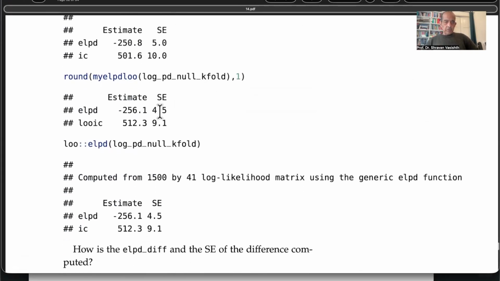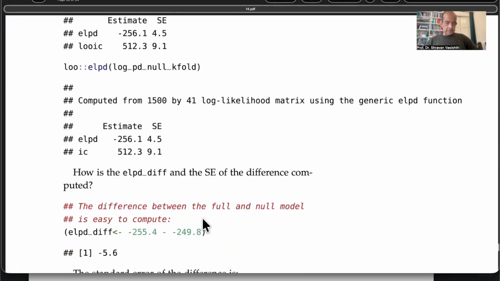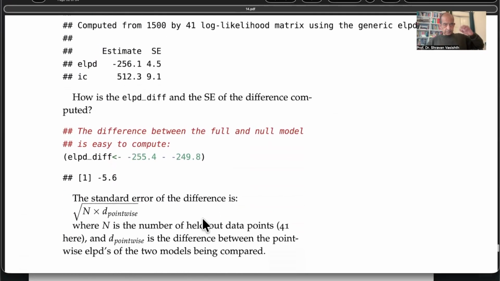Same thing for the null model. You can compare them; they're identical, right? And so the difference, the ELPD diff, that is computed with the LOO compare function, and the standard error is pretty straightforward as well. The difference is just the difference of the two ELPDs, so that's minus 5.6.